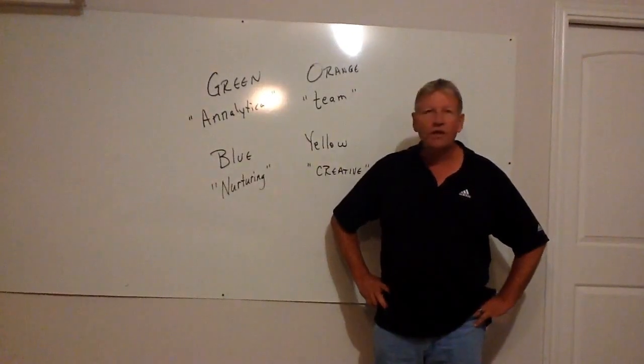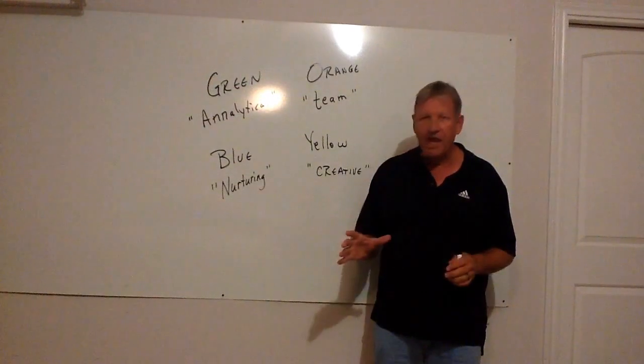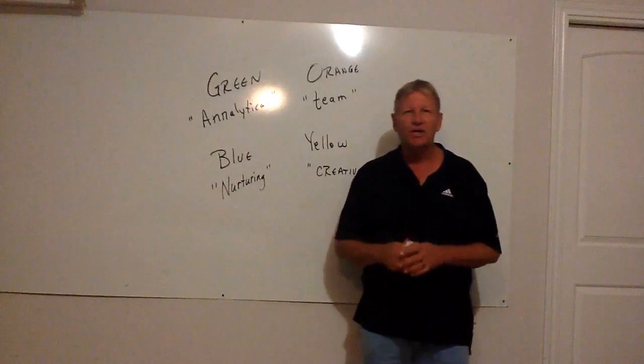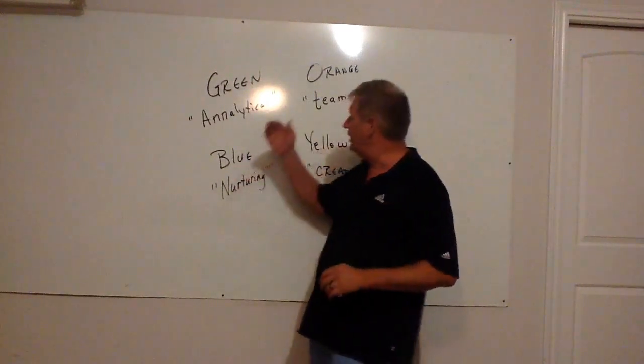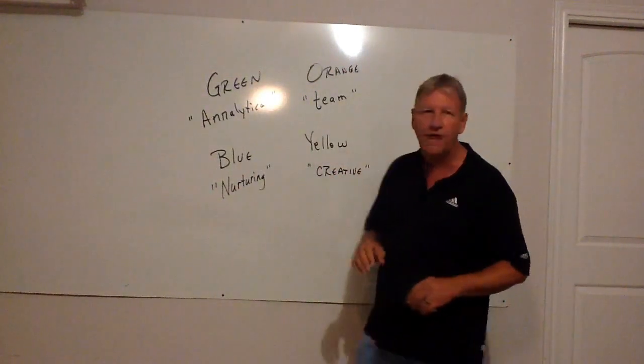In this video, we're looking at your different personality types, and you have already gone to the PDF and filled out the checklist, and you have some numbers. So now you have a number for green, a number for orange, a number for blue, and a number for yellow.